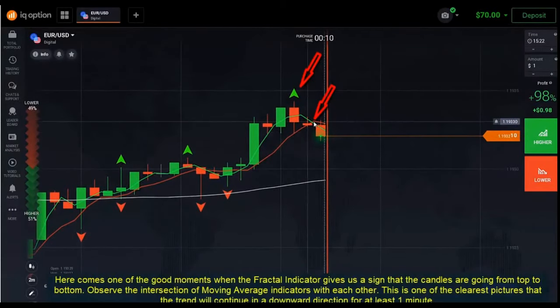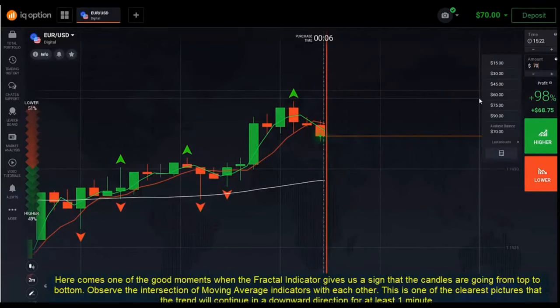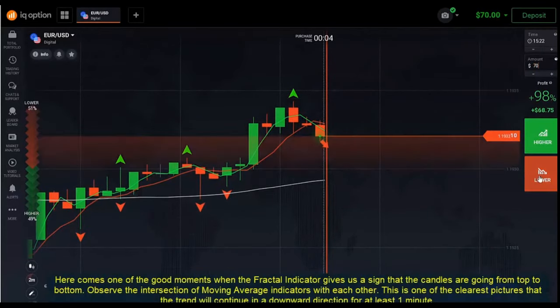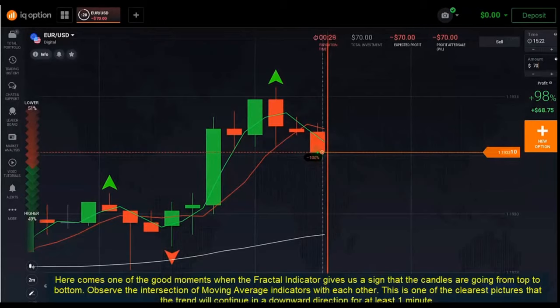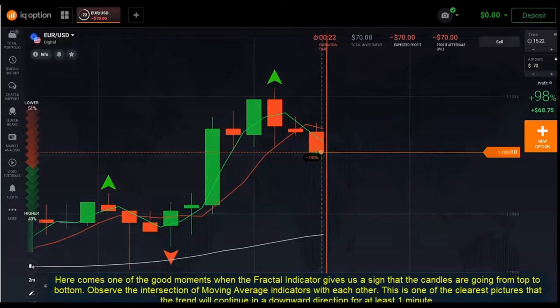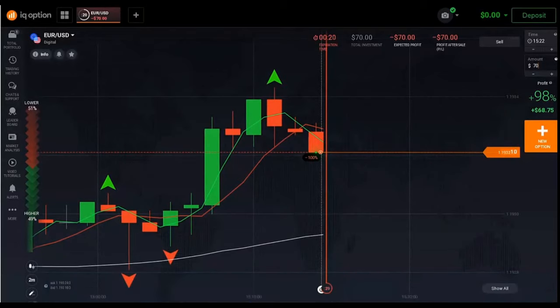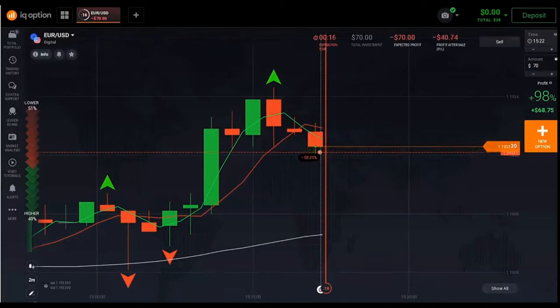Here comes one of the good moments when the fractal indicator gives us a sign that the candles are going from top to bottom. Observe the intersection of moving average indicators with each other. So this is one of the clearest pictures that the trend will continue in a downward direction for at least 1 minute. This is one moment when you can enter the market.